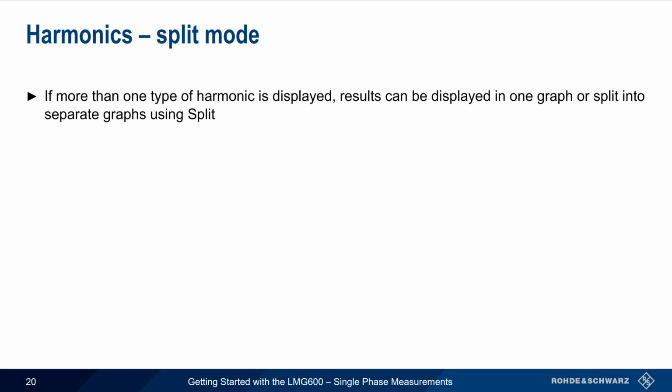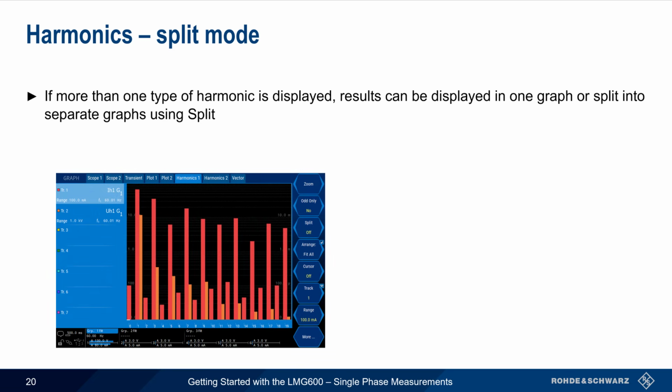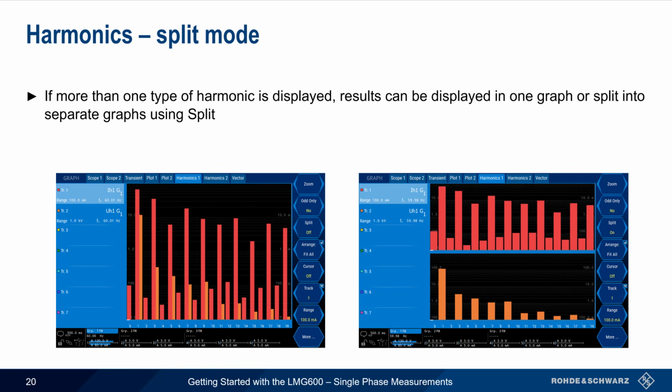If more than one type of harmonic, for example voltage and current, are to be displayed at the same time, the results can be shown either as a single graph with side-by-side bars for each harmonic, or they can be split into separate graphs using the split menu item. This is not limited to only two traces. For example, voltage, current, and power harmonics could all be displayed simultaneously in the same ways.